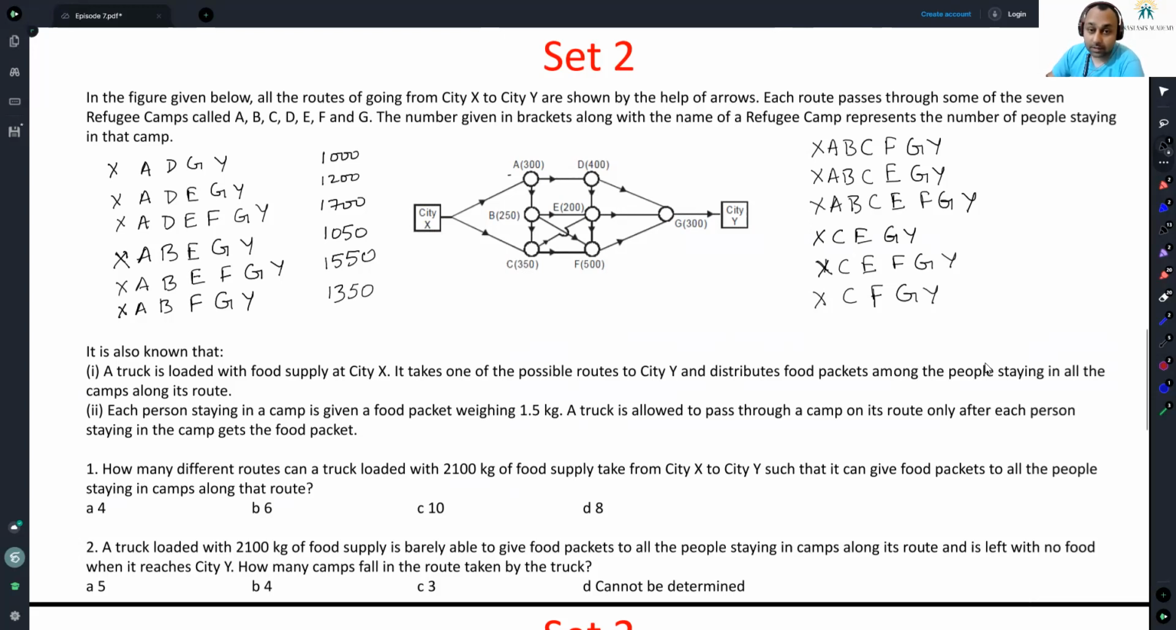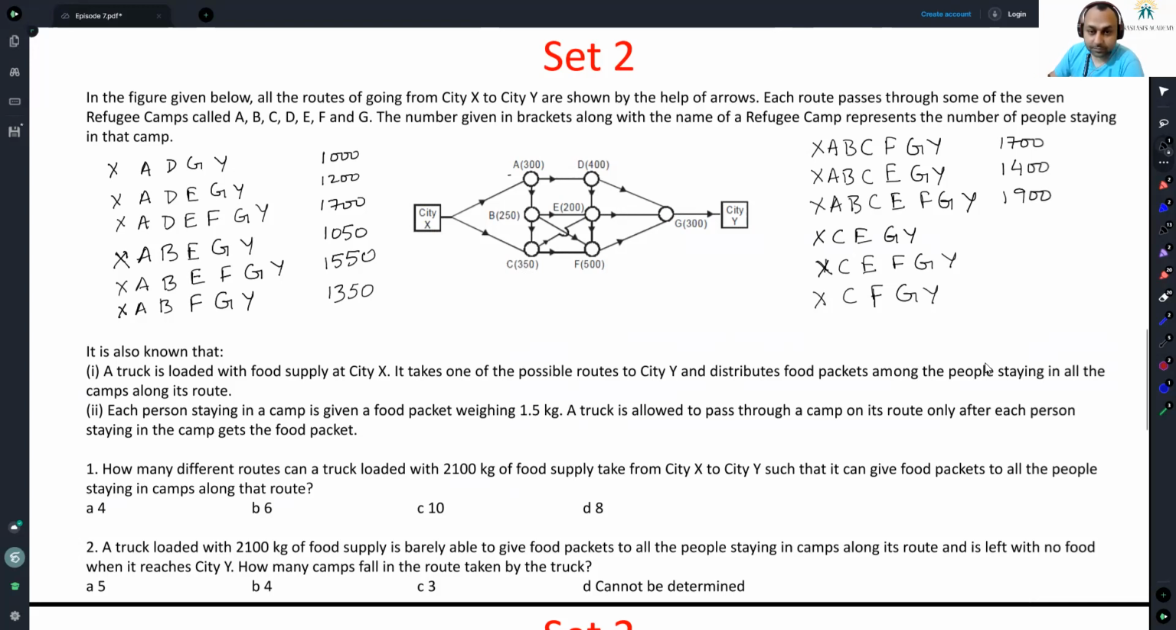A, B, C. So 300, 250, 350. So 900 plus 500 plus 300. So 1700 here. A, B, C is 900. So E, G. So 500 more, 1400. Okay. A, B, C, E. So 1100 plus 800. So 1900 people here.